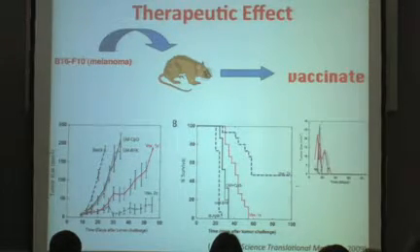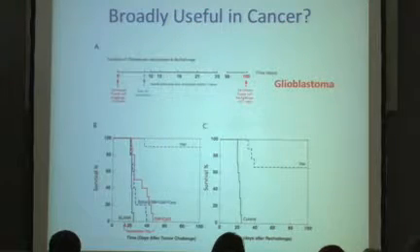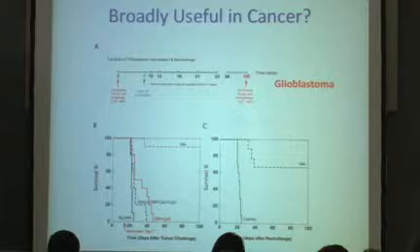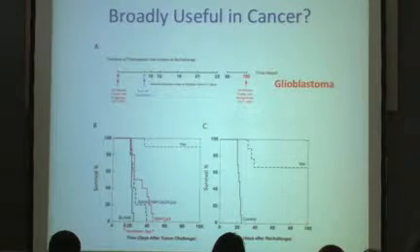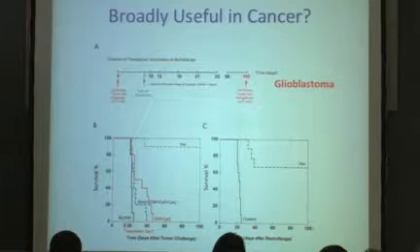So that has been very promising. Of course, it raises a variety of questions, such as, is this a one-trick pony? Is this only good in melanoma? Could it be broadly useful in other types of cancer? We've been looking at this in the context of glioblastoma, and in therapeutic models, we actually see even greater efficacy in glioblastoma than we did in melanoma.